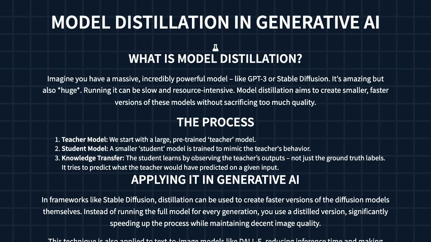Let's talk about model distillation. Basically, it's a way to shrink down really big AI models without losing all their smarts. Think of a giant expert, the teacher model, giving lessons to a smaller student model. The student learns by watching the teacher and trying to imitate its thinking process, not just by being told what's right or wrong. This is particularly useful in generative AI like Stable Diffusion, where we want super fast image generation, and distillation helps us get there.